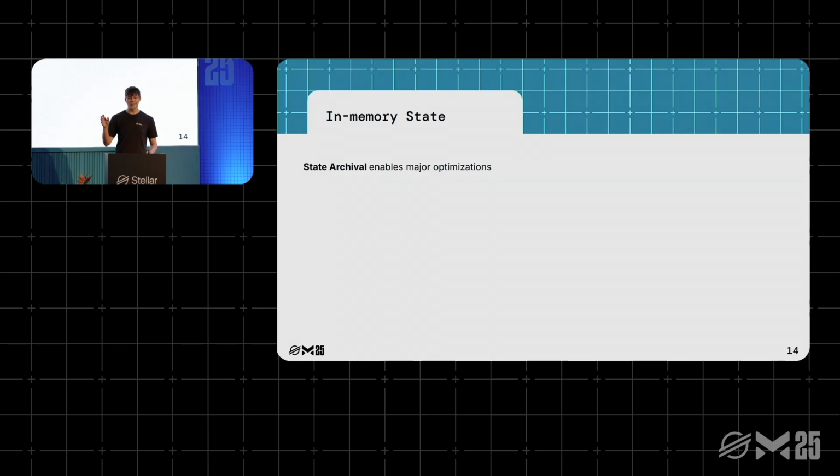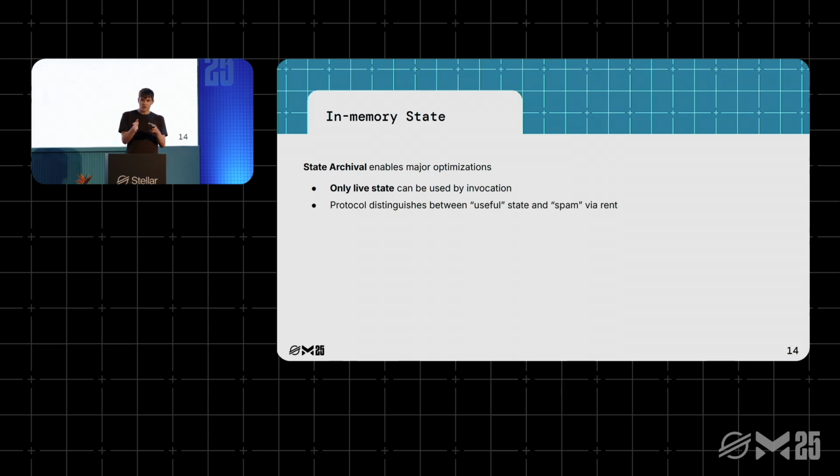However, it does enable tons of optimizations that have finally landed in Whisk and Protocol 23. And so I want to make a couple observations about some properties that state archival gives our network. First, only live state can be used by an invocation, with the exception of restore, which is an edge case we'll talk about in a bit. But for contract invocation, if they touch an archived piece of state, they immediately fail.